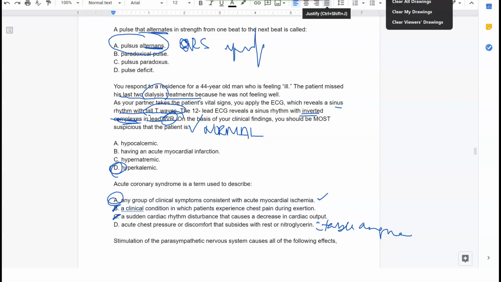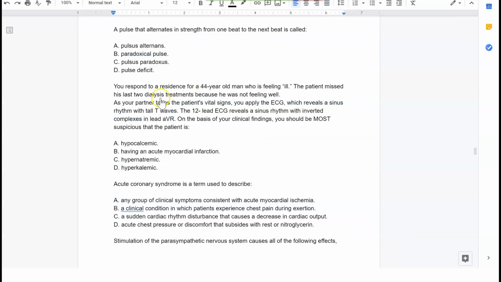Sorry, the dog just ran to the room looking like a goofball. All right.